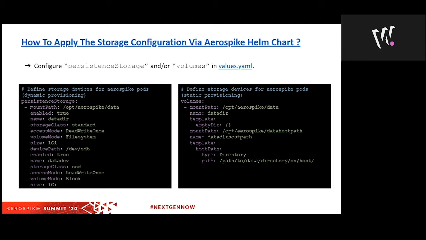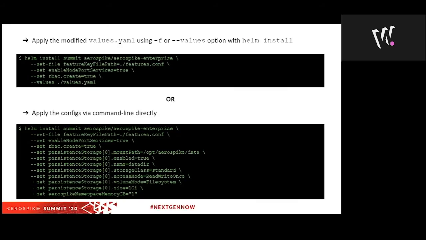So if you have a big device that is attached to your Kubernetes host, you can simply mount it to a file system and give the path in the host path configuration, and your namespace data files will be accessible on this path. So that's about the static provisioning and dynamic provisioning via Helm chart.